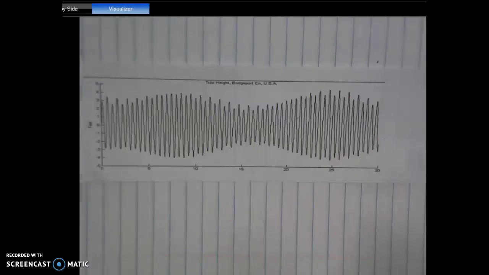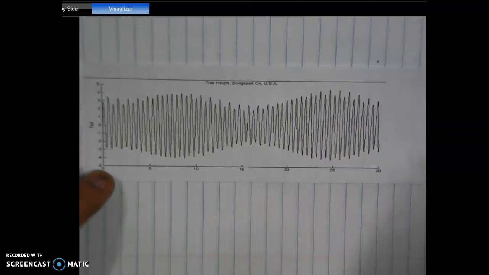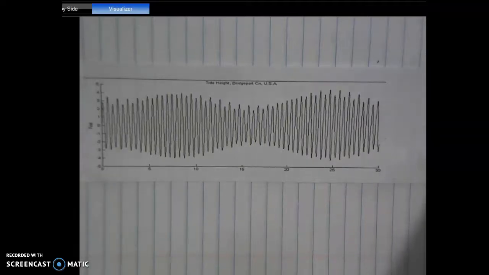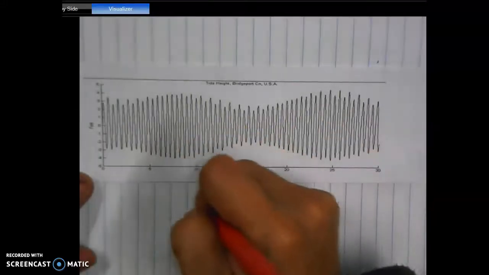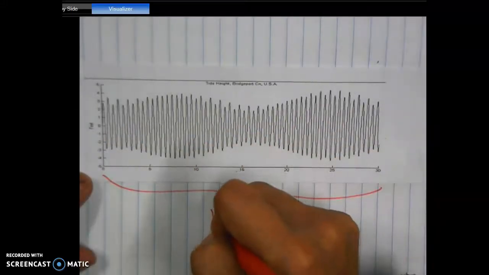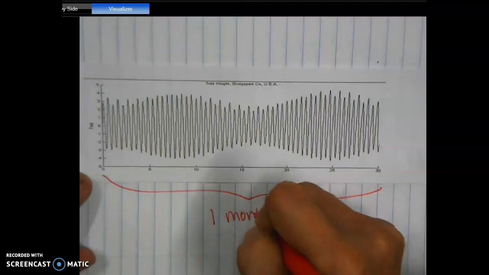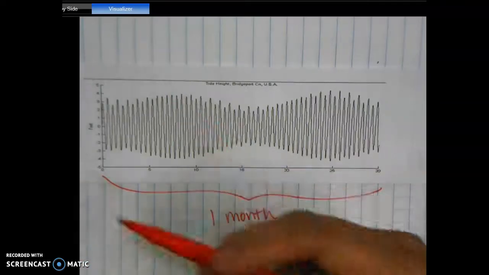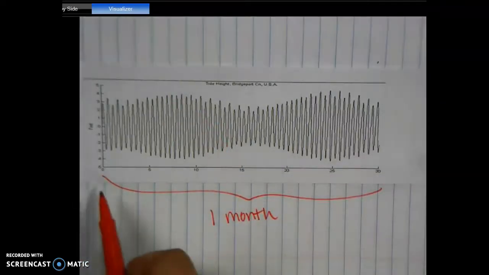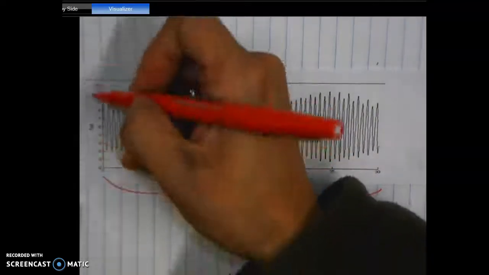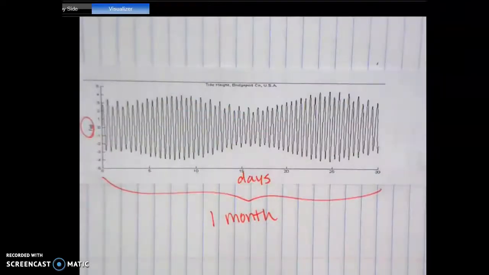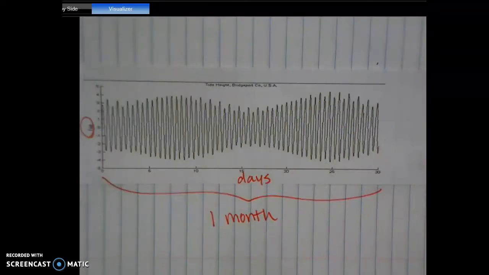All right, now we're on the second glue-in. Hopefully everything has dried. So this is how we would actually draw and graph the tides. Now this whole thing right here is one month. So from here to here, we're talking one lunar calendar. So all of the moon phases would take place within this time. So down here are the days. And over here is how many feet the tides go up.